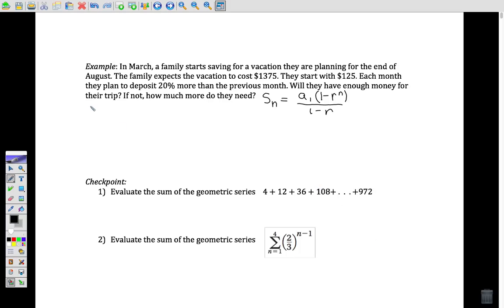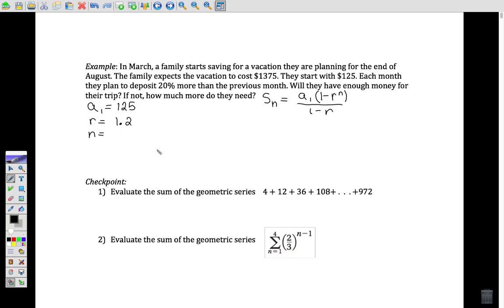So a couple things we need to figure out. What's the first term? What's the common ratio? How many terms are we adding together? In the first month, in March, they start with $125. So that's our first term. They deposit 20% more than the previous month. So in April, they're going to deposit 20% more than 125. That means your common ratio is 1.2.